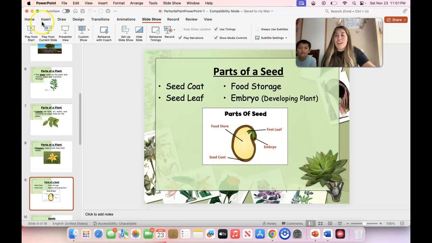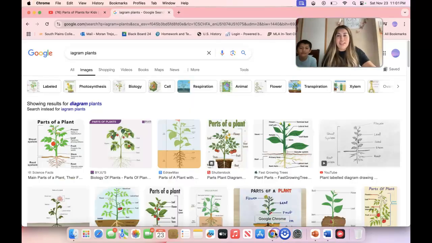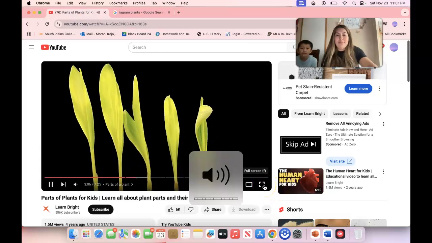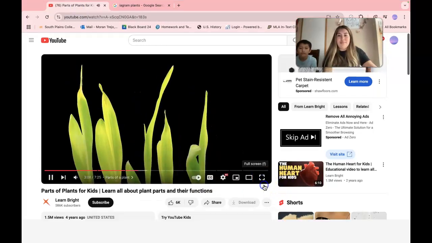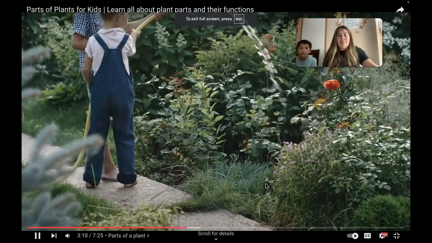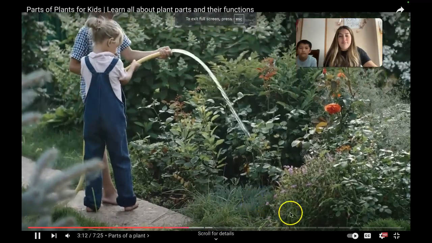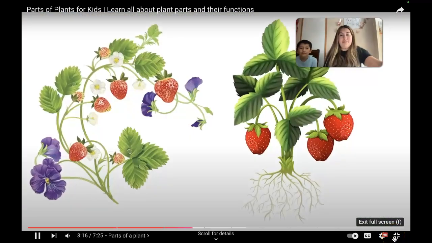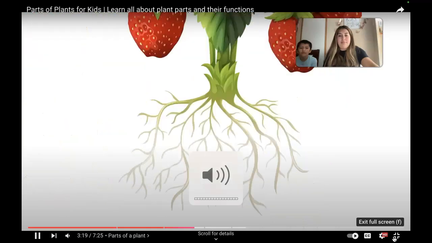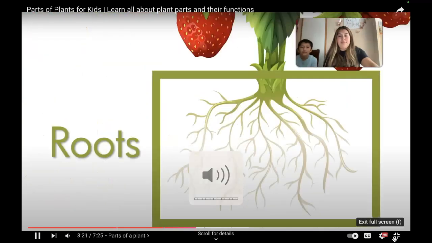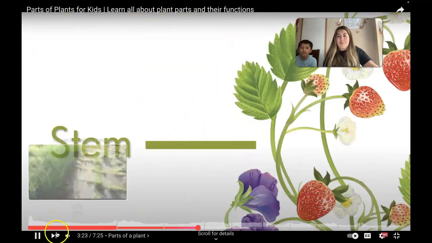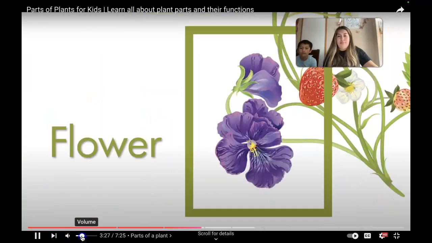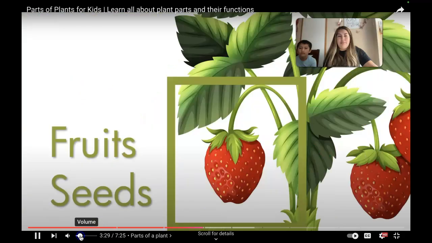So I want to show a video real quick, which I think is really important. And they're flowers, and they all have their own unique purpose. Each small part of the plant plays a vital role in making sure the plant survives and thrives. Here are the basic parts of every plant: the roots, the stem, the leaves, the flowers, the fruits, and the seeds.